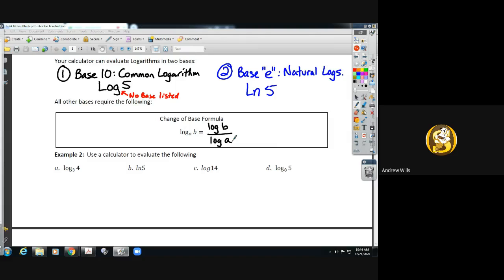Okay, so this next example here is going to have us use a calculator to evaluate 4 different logarithms, starting with log base 3 of 4. Now this is a base 3 logarithm, which means your calculator cannot do it. We have to use the change of base formula. So that will be rewritten as the log of 4 divided by the log of 3. And we just type that into our calculator, okay?